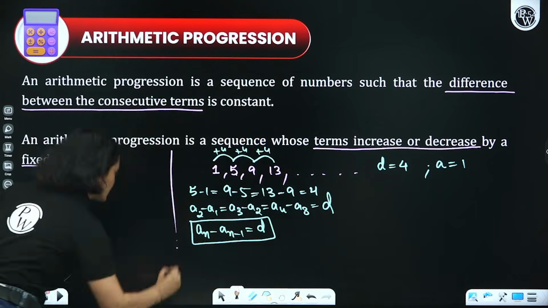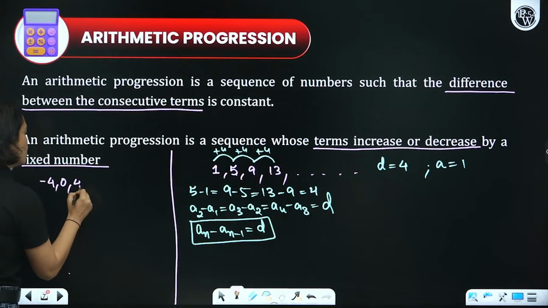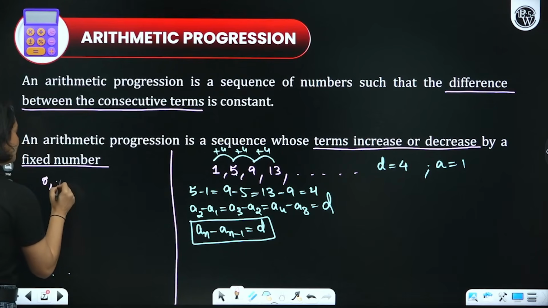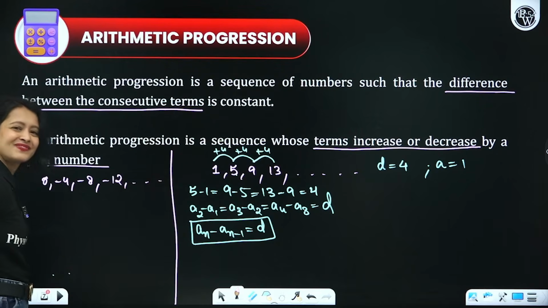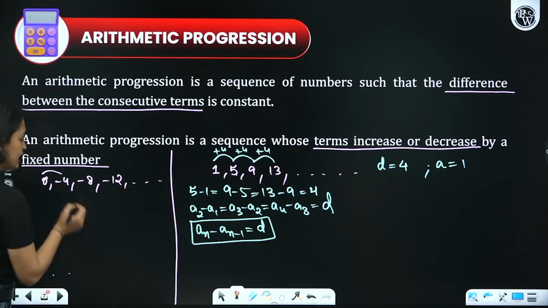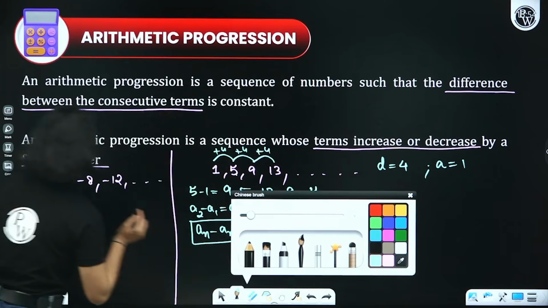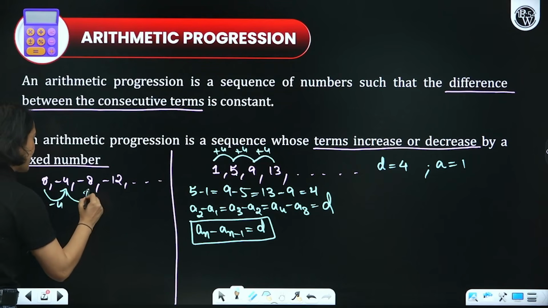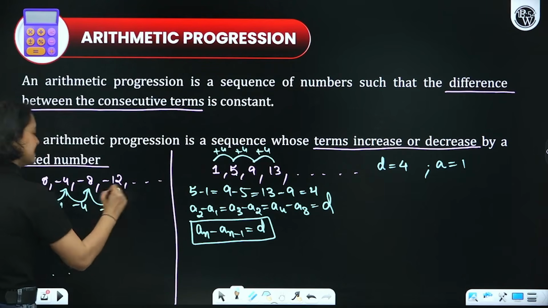Here, I'll just write the example. Let's say I have 0, negative 4, negative 8, negative 12 and so on and so forth. So here what is happening? If I add negative 4 with the first term, I get the second term, negative 4. Then again, if I add negative 4 with the second term, I get negative 8. Then again, negative 4, negative 12 and so on.